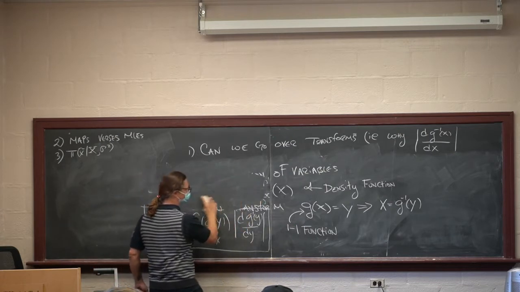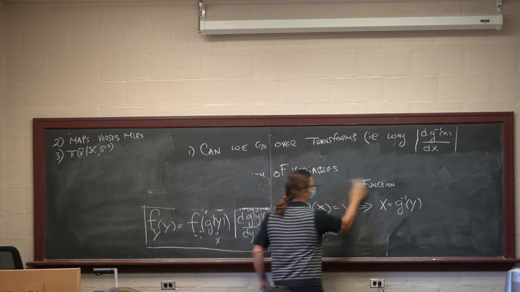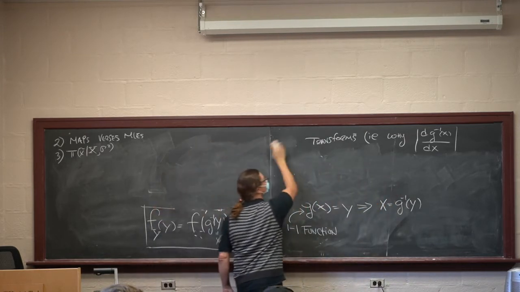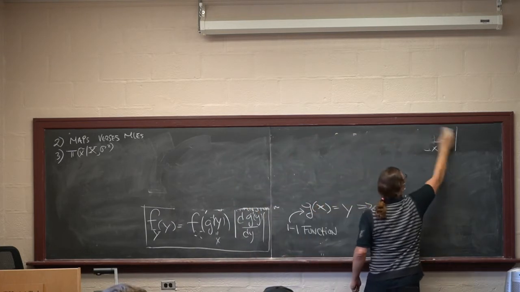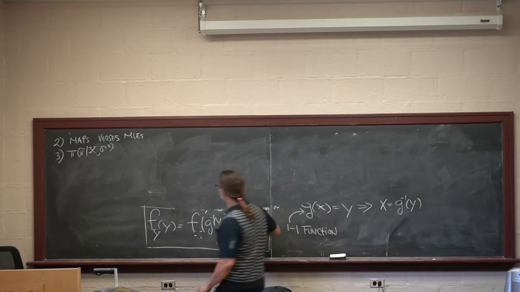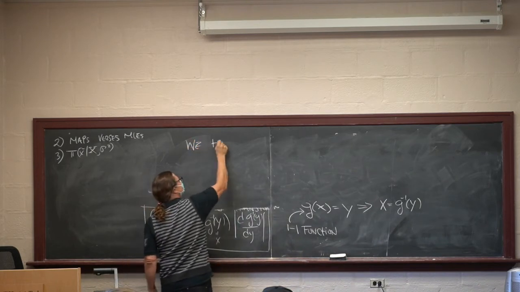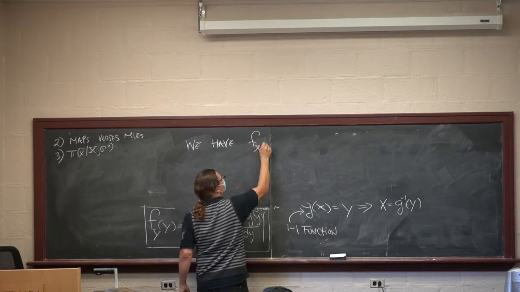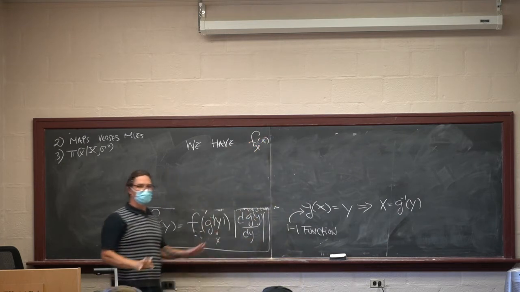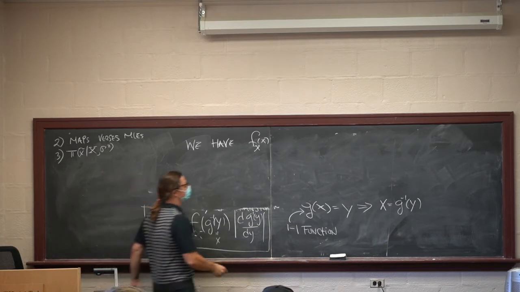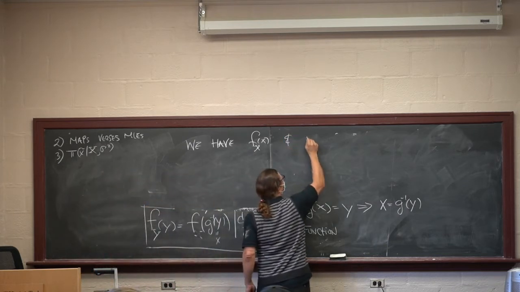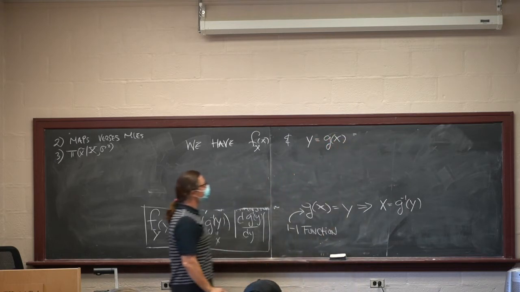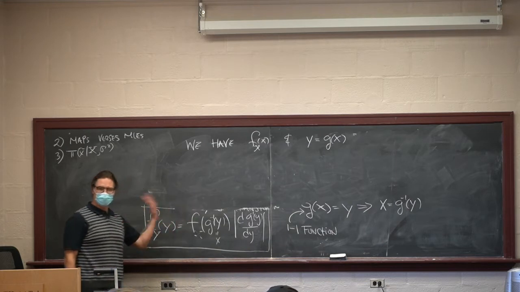I kind of promised you, this is just calculus, and it is. So let's just reformat everything in terms of a calculus problem. So I've got f of x. We have that function. So I'm going to transform, and y is equal to g of x. This is going to be bijective. I can invert it.